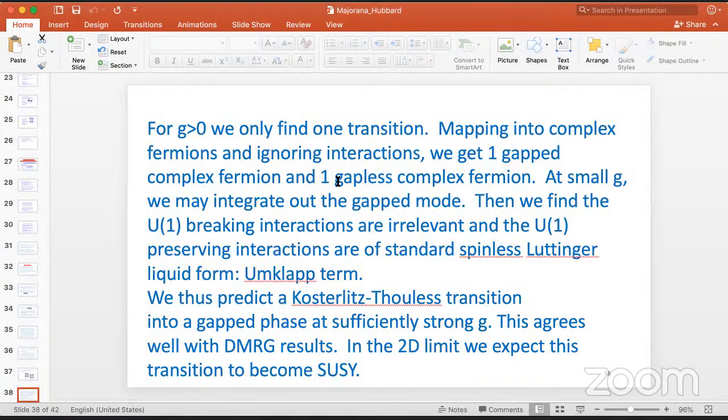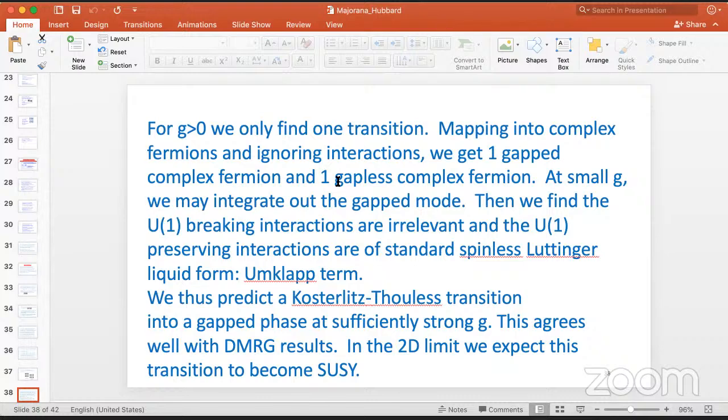So for positive g, we only find one transition. So we can map it into complex fermions, ignore interactions, and we get one gapped complex fermion, one gapless complex fermion. With small g, we may integrate out the gapped mode. Then we find the U(1) breaking interactions are irrelevant, and the U(1) preserving interactions are a standard spinless fermion liquid form corresponding to an Umklapp term. So we thus predict a Kosterlitz-Thouless transition into a gapped phase at sufficiently strong g. This agrees well with DMRG results.